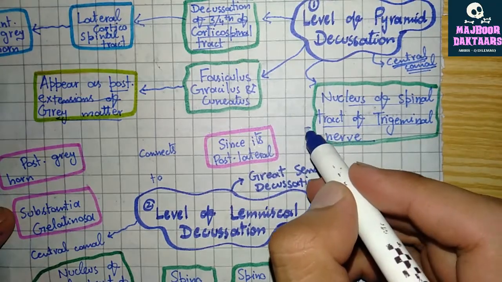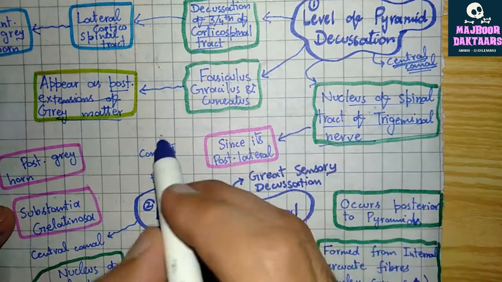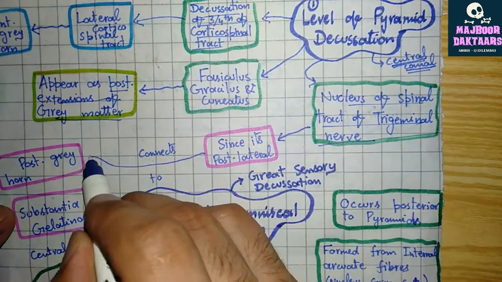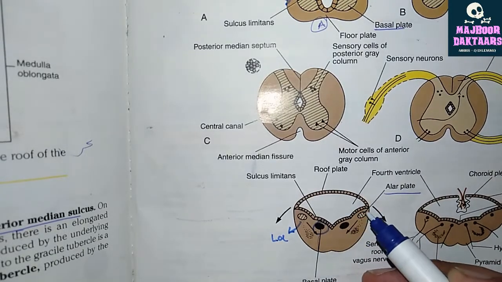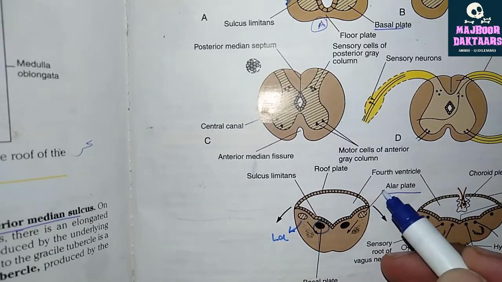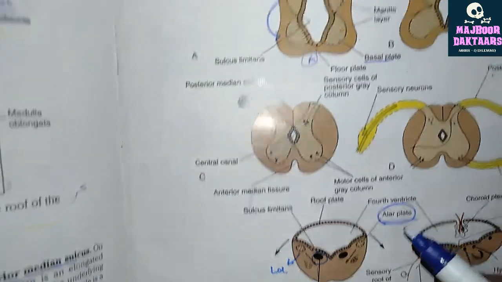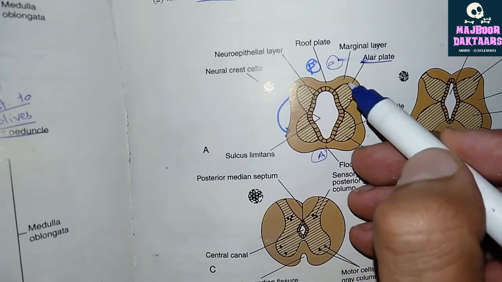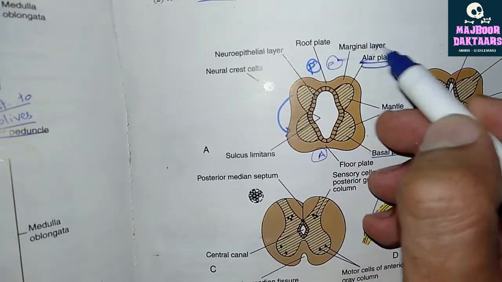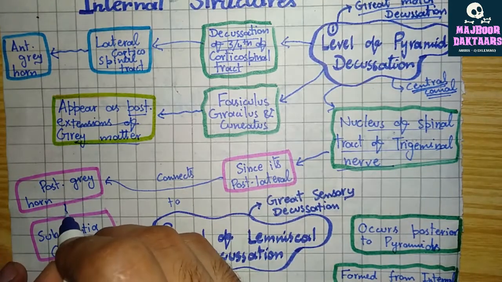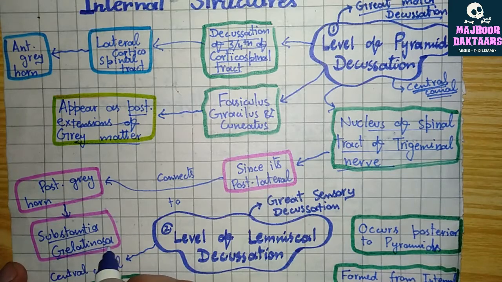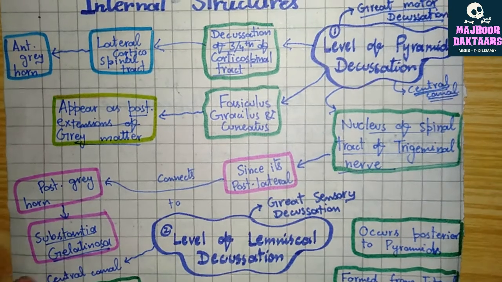Now, a fun point here is that since it is at the posterolateral aspect, it will connect to the posterior grey horn. Why? Because the lateral structures of medulla are given by the alar plate, which gives rise to the posterior grey horn in spinal cord. Specifically speaking, in the posterior grey horn, it is connected to the substantia gelatinosa.